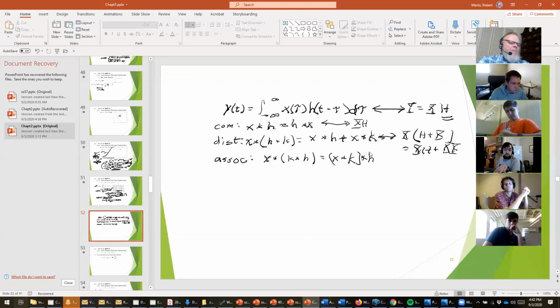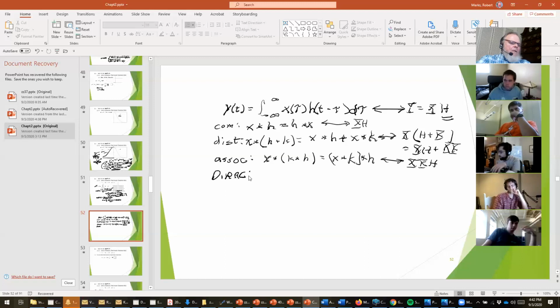X convolved with K convolved with H. And these are obvious because each one of those multiply or Fourier transforms to X times K times H. So it's also associative. The cool thing to remember is the special cases, which is the direct delta. This is the shifting property: X of t convolved with delta of t minus tau is equal to X of t minus tau.